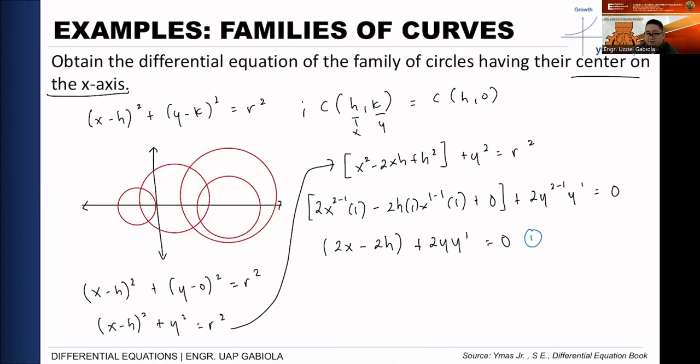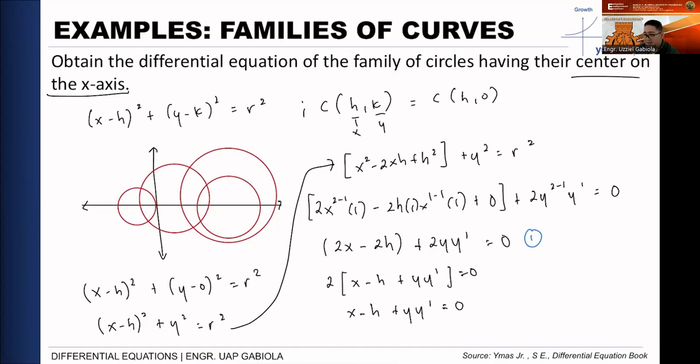Okay? Perform natin yung second derivative. Or pwede, factor out muna natin lahat ng 2. So, pag factor out natin lahat ng 2, that is x minus h plus y y prime is equals to 0. So, pwede na siya maging x minus h plus y y prime is equals to 0. Okay? Ngayon, perform natin yung ating derivative.